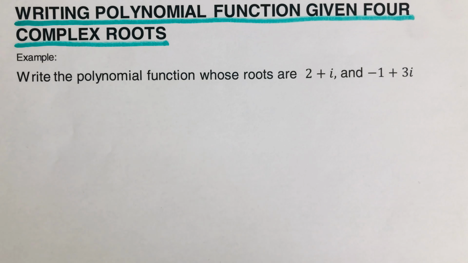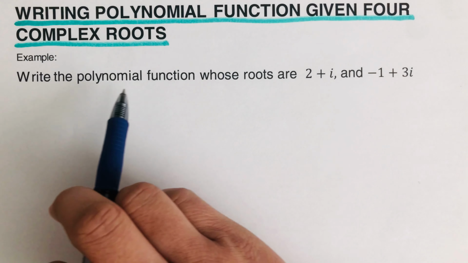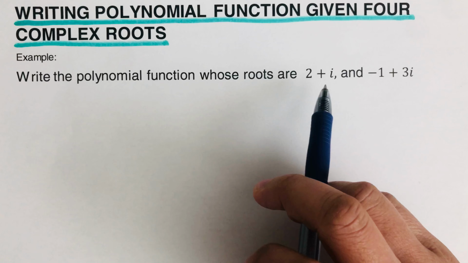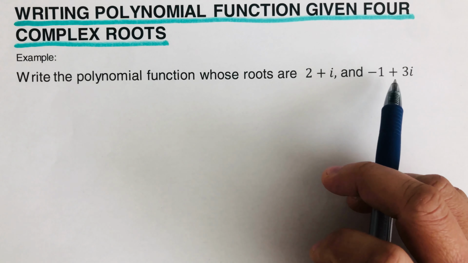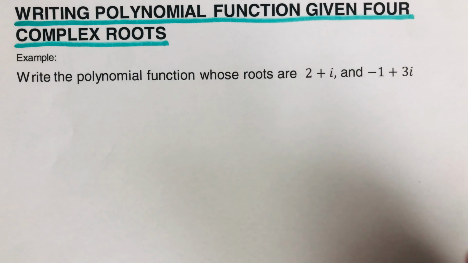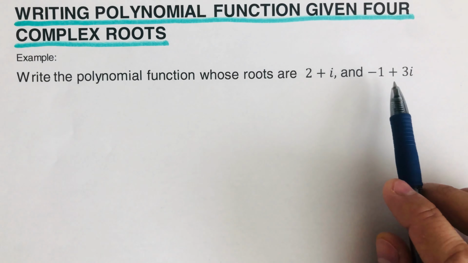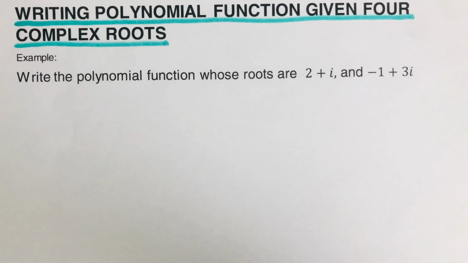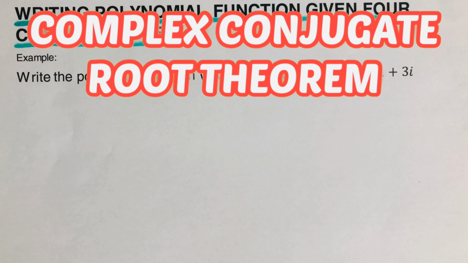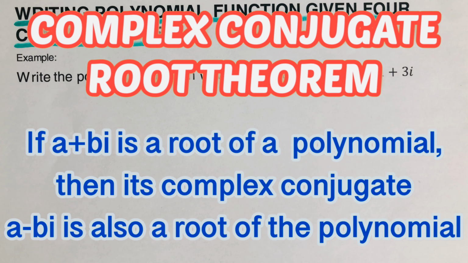Okay, going back to the example right here: write the polynomial function whose roots are 2 plus i and -1 plus 3i. Others are going to ask, why is it that there are 4 complex roots when there are only 2 given complex roots right here? We remember the complex conjugate root theorem. This theorem states that if a plus bi is a root of a polynomial, then its complex conjugate a minus bi is also a root of the polynomial.